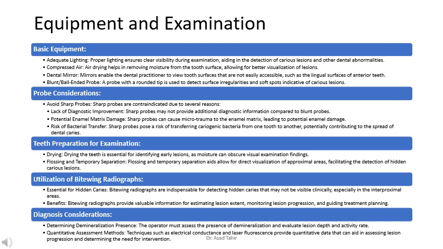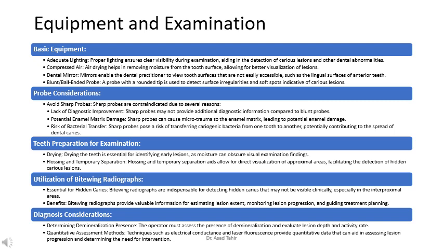Utilization of bitewing radiographs. Essential for hidden caries, bitewing radiographs are indispensable for detecting hidden caries that may not be visible clinically, especially in the interproximal areas. Benefits. Bitewing radiographs provide valuable information for estimating lesion extent, monitoring lesion progression, and guiding treatment planning.